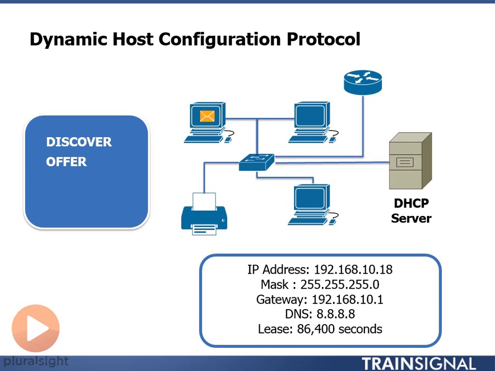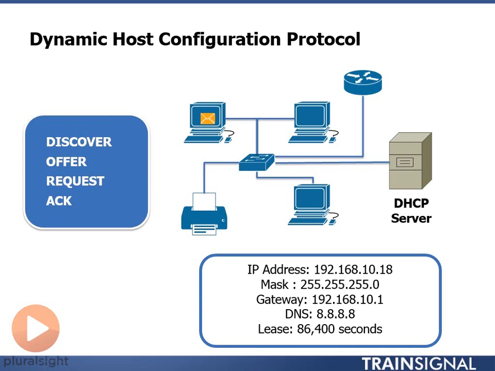The client reads it, records the information in it, and then sends back a request for that particular IP address. So it says, yeah, this address is fine, I accept it. Now the DHCP server will permanently add it to its log, and then it will send an acknowledgement back to the workstation saying, yep, I've received and recorded that you want IP address 192.168.10.18 for the period of 24 hours.